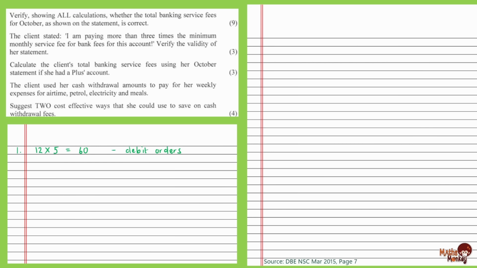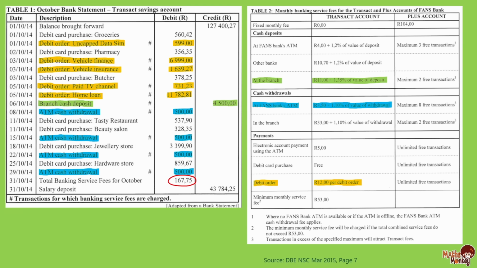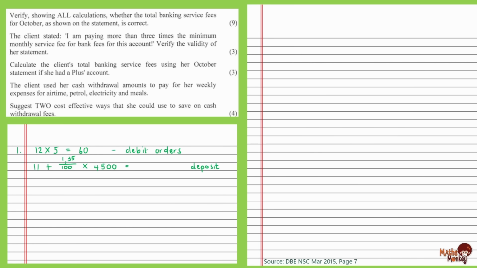Pay attention to the fact that this debit order tariff doesn't mention anything about how much is debited. It doesn't depend on the amount, just on the fact that it is a debit order. Then we have the branch cash deposit, which is 4,500. What do they say? They say it's 11 Rand plus 1.35% of the value that has been deposited. So I've got 11 plus 1.35 divided by 100 times 4,500, and that will give me 71 Rand and 75 cents.